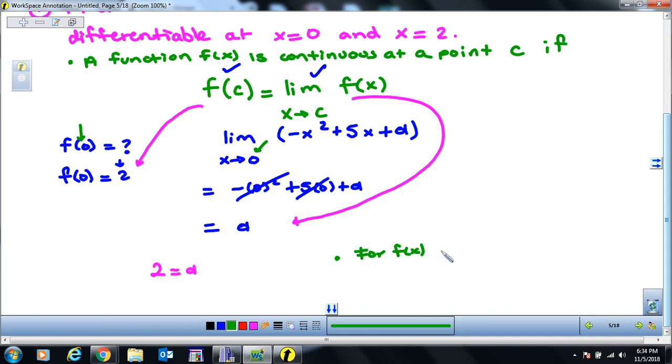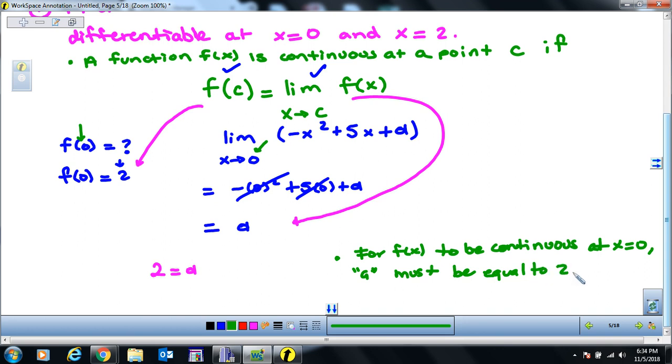For f of x to be continuous at x equals 0, a must be equal to 2. And that's already answering one of the things that this question was asking me: finding a value for a, a value for b, and a value for m. So okay, that's a. That would be one of my answers that I was looking for.